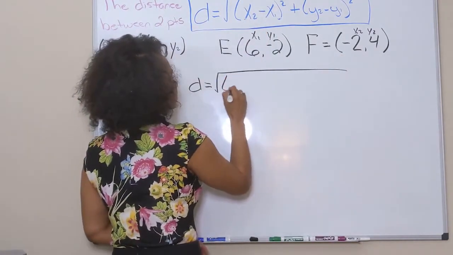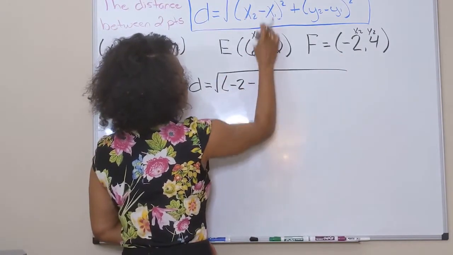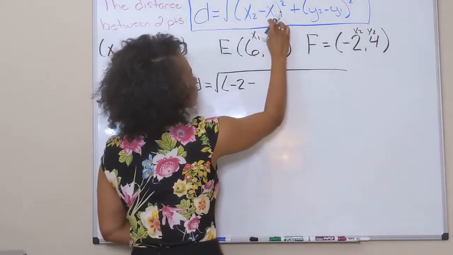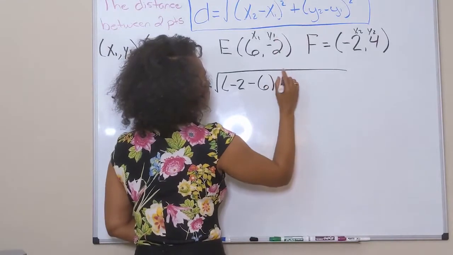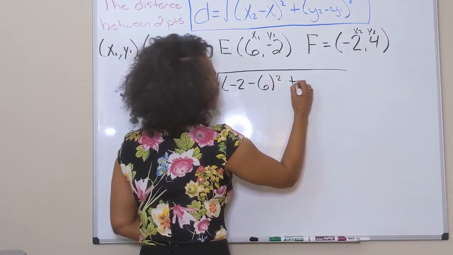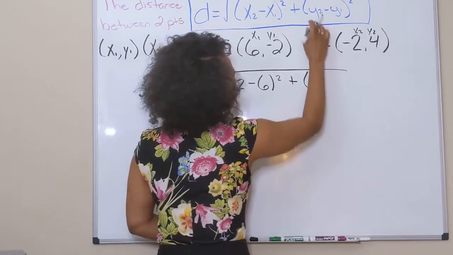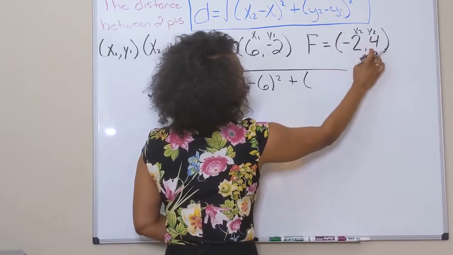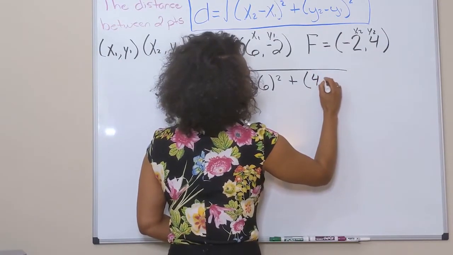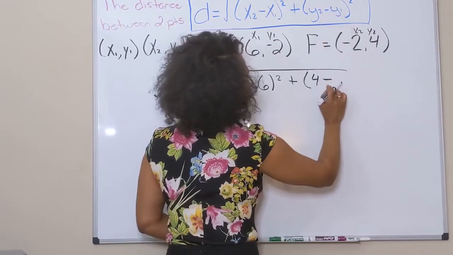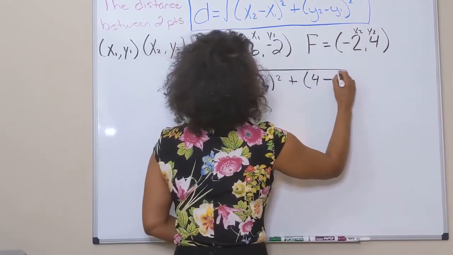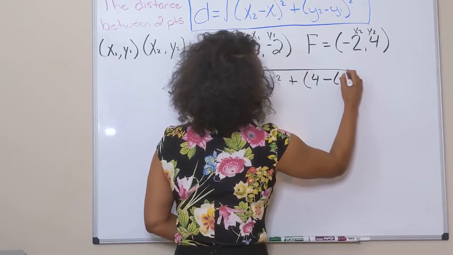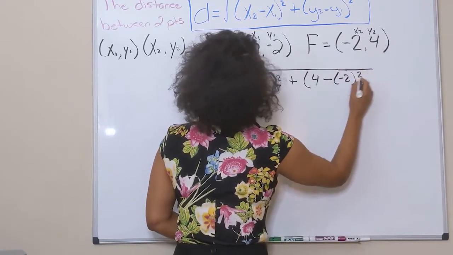So x sub 2 minus x sub 1 will be negative 2 minus 6. Bring down that squared, plus my y sub 2 is 4 minus, and in my formula I also have a negative, so I have a double negative there. So 4 minus negative 2 squared.